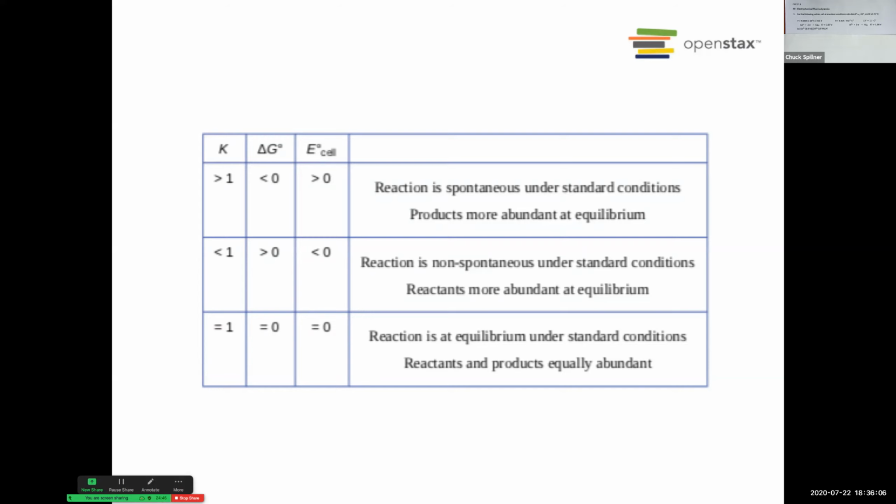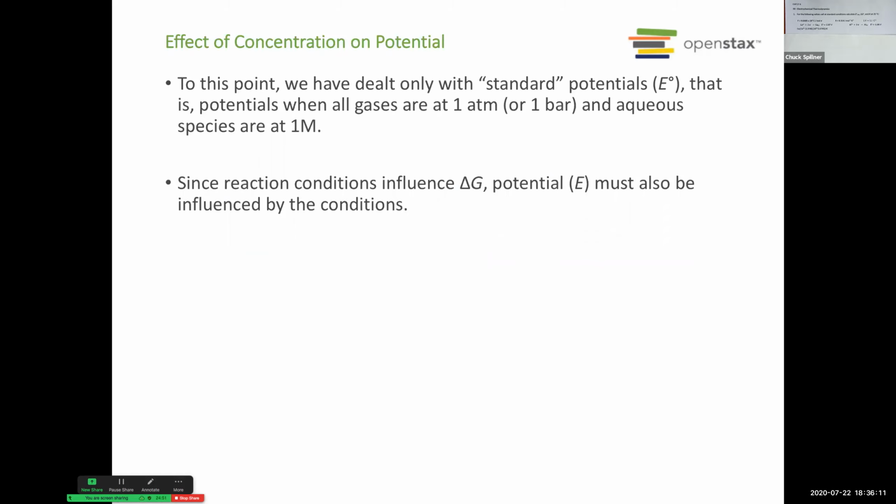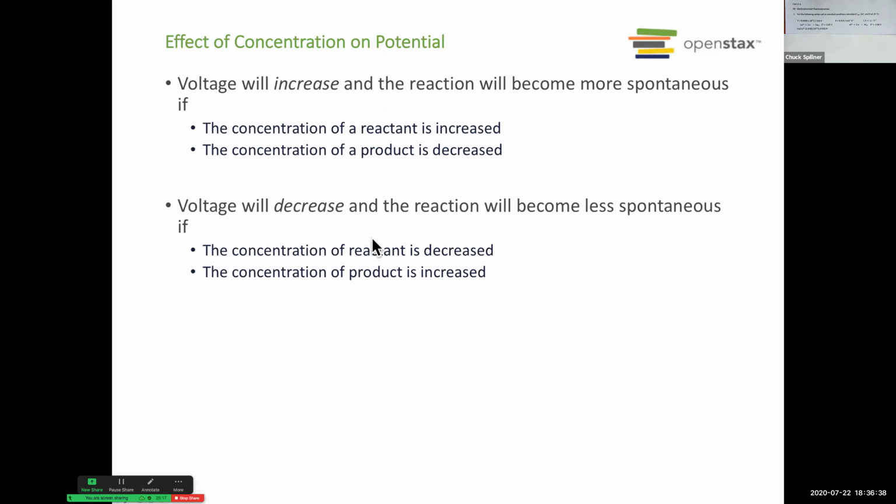All right, so let's continue. Let's look at the concentration. We said previously, we've been talking about cell potentials under standard conditions, which are 1 atmosphere and 1 molar concentrations. But oftentimes we want to know what the cell potential or the free energy is at non-standard conditions. And when we studied free energy, we did see an equation for that.